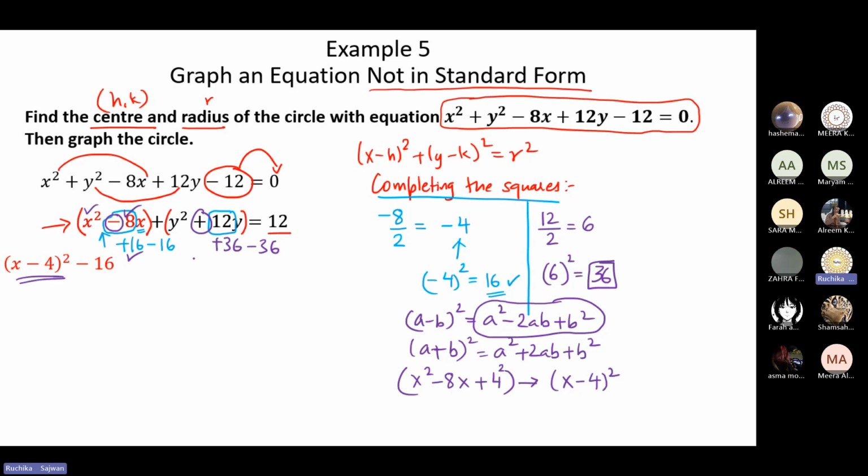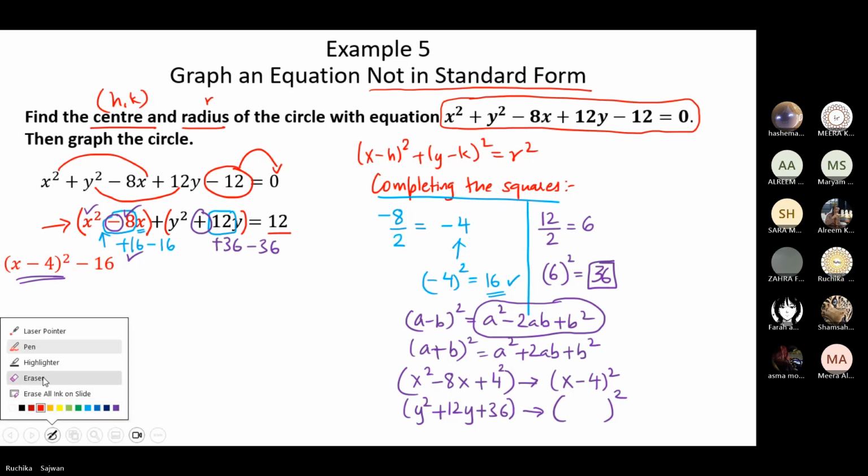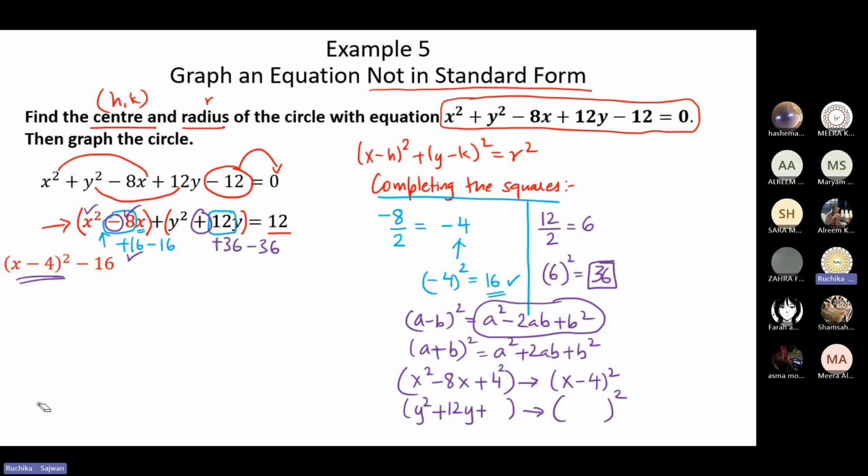Okay. Similarly, I want to replace for y also. Let's write y square plus 12y plus 36. Can any girl tell me what I should replace it with? 36 is the square of which number? 6. Can I replace? Yeah. So 6. And what is the sign here? Everything positive, correct? The first term is y, the second term is 6. So can I say y plus 6? Get it? That is how you are getting these brackets.